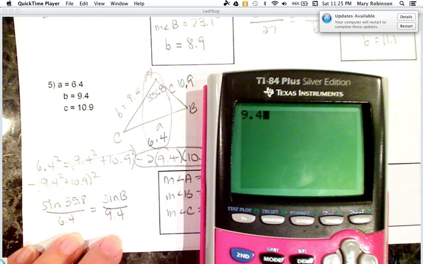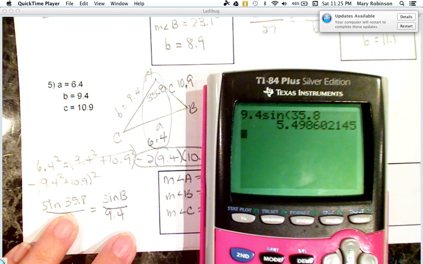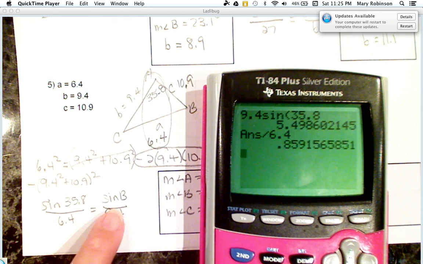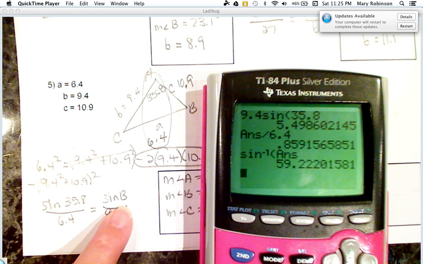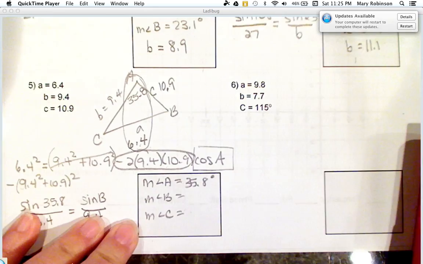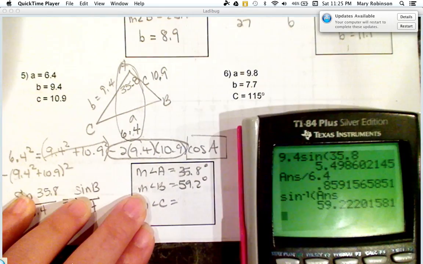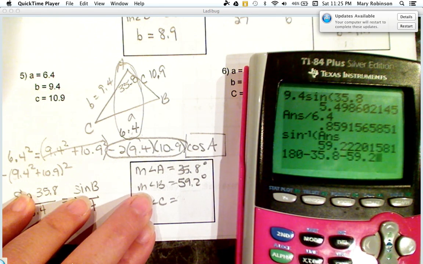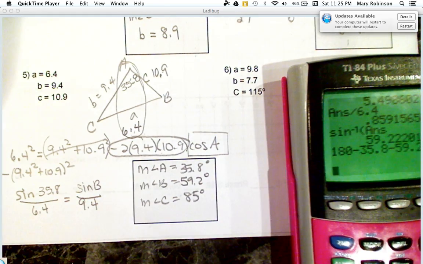So 9.4 times the sine of 35.8. Hit enter. Then divide by 6.4. Don't forget, you need to do inverse sine when finding an angle. And our value is going to be 59.2 degrees. The last step would be to take 180 and subtract out the other two angles, 35.8 and 59.2, and we get 85. And that's number 5.